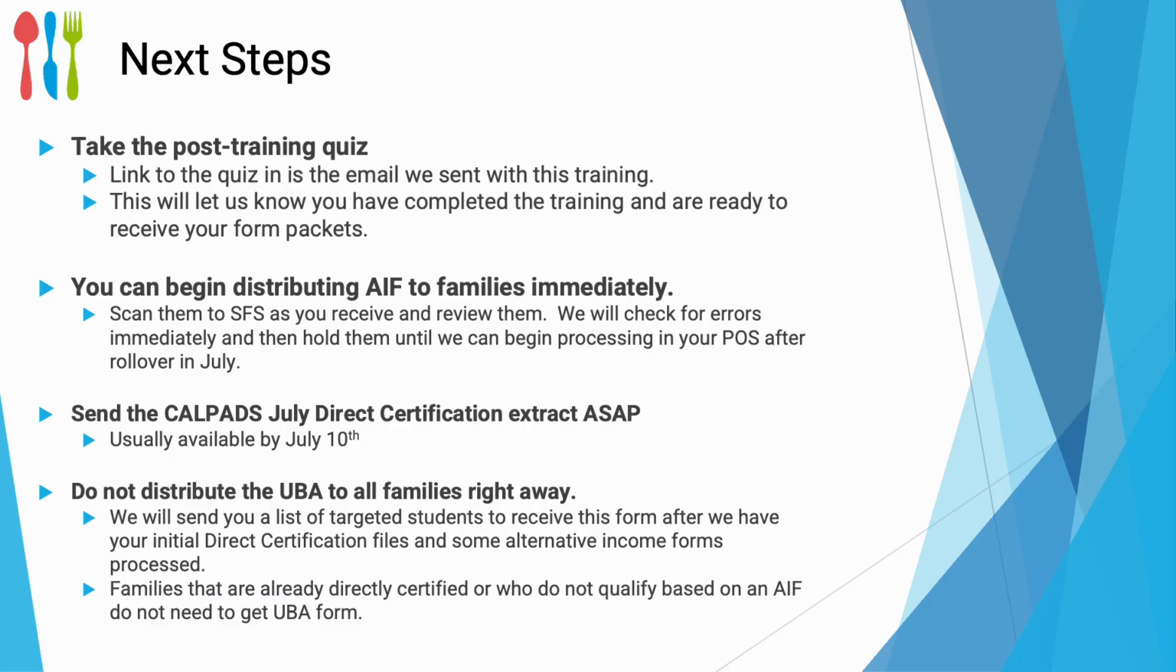The universal benefit application packet we're going to share with you, but please don't send that to all your families right away. Only a targeted group of kids are going to need to fill out that form, and we'll let you know who they are after we've gotten your direct certification files and after we've processed some of your alternative income forms. Because families who are already directly certified or who fill out an alternative income form that doesn't qualify, they don't need to get the UBA form. They're not going to qualify, or they already are qualified, so it would just be unnecessary work for the family.